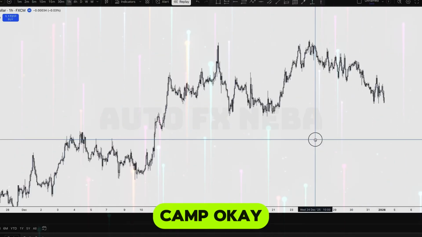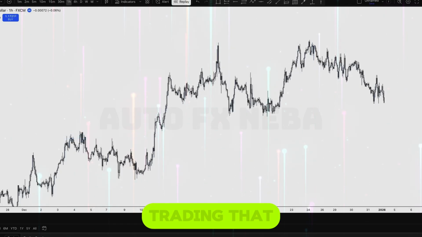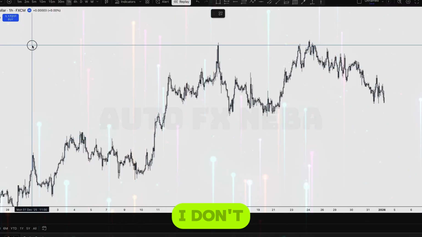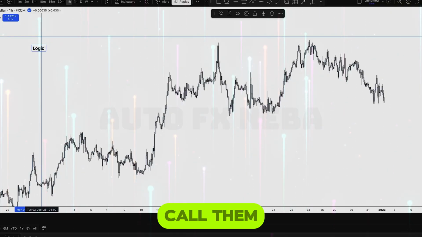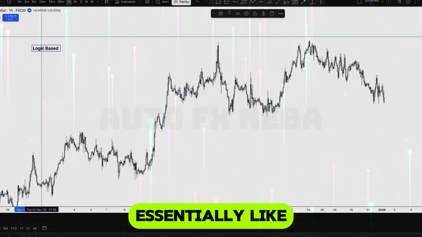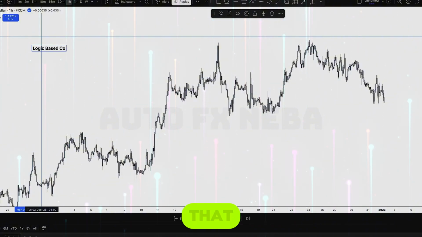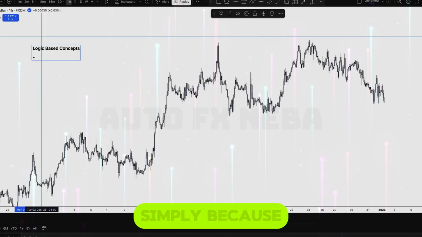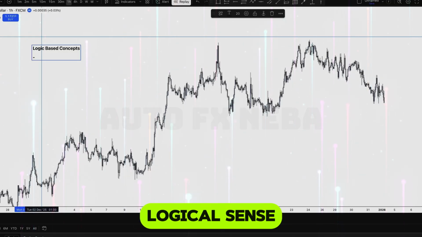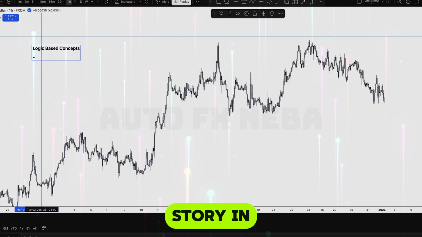Okay, so when it comes to the price action trading that I do, we've already discussed that I don't like to trade with the basic retail concepts, should we call them, which are essentially like support and resistance and trend lines and things like that. I prefer to operate with something I call logic-based concepts, and that's simply because these make the most logical sense to me and they help to build the story in the best way.